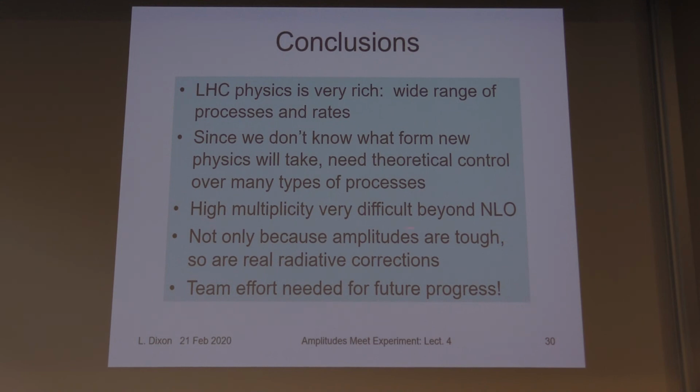This high multiplicity is very difficult beyond NLO. You may need to have better analytic control over very complicated functions like the elliptic polylogs that Johannes talked about. But it's also very tricky to do these real radiative corrections computationally. There's a huge amount of work that's needed, and different skill sets apply in both cases. So there's a team effort that's needed, and maybe some of you will be involved in it in the future. I hope so. Thanks a lot.